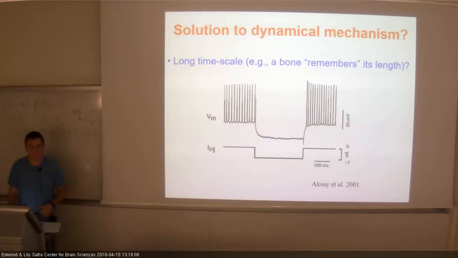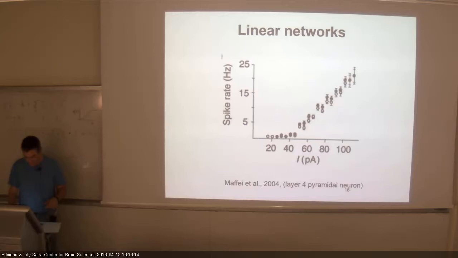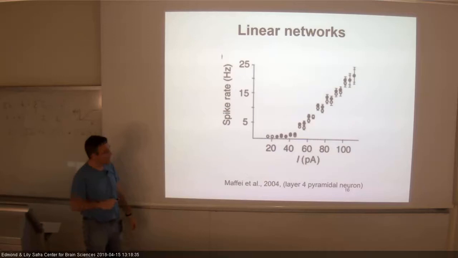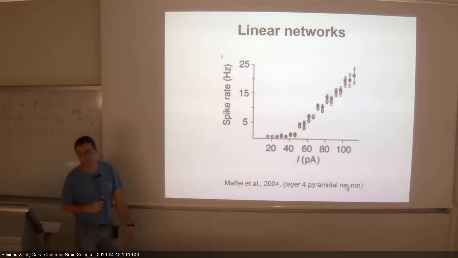So we will consider linear networks. So far we spoke about nonlinear networks, in which the activation function is nonlinear. In this chapter we will consider a linear activation function. The reason is primarily that it is much easier to do the math.